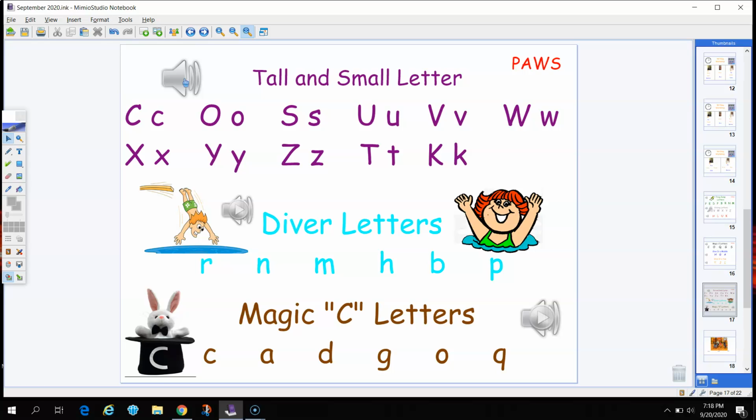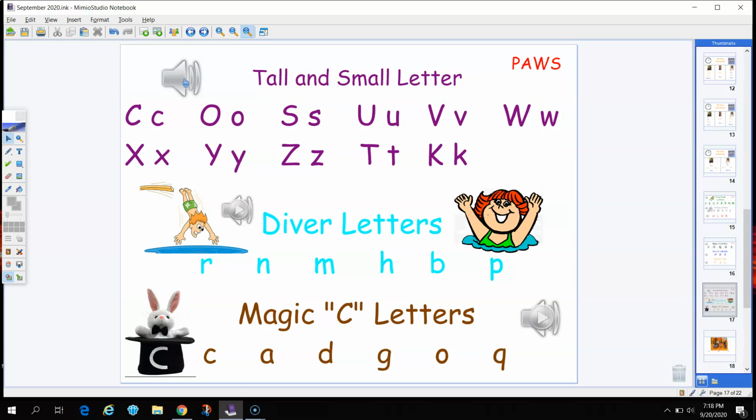All right, so now let's practice writing capital U and lowercase u. Okay, next let's write a capital X and a lowercase x. Now let's write a capital Y and a lowercase y.